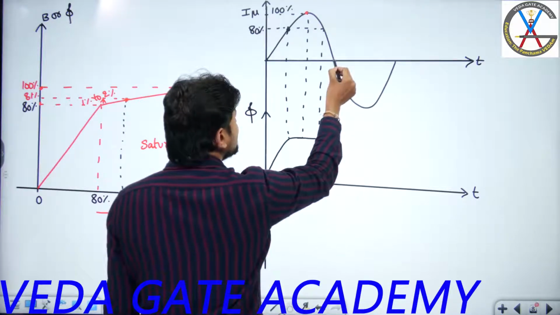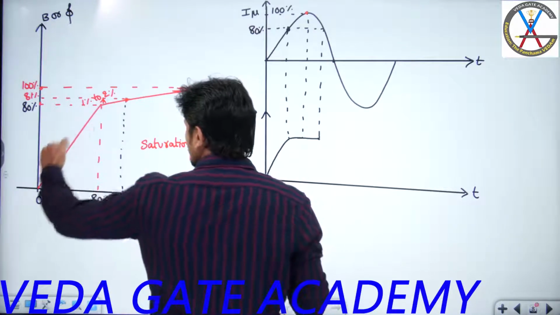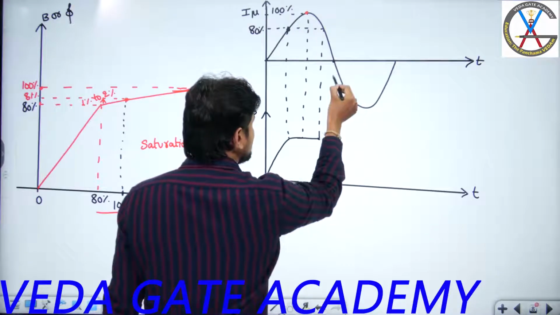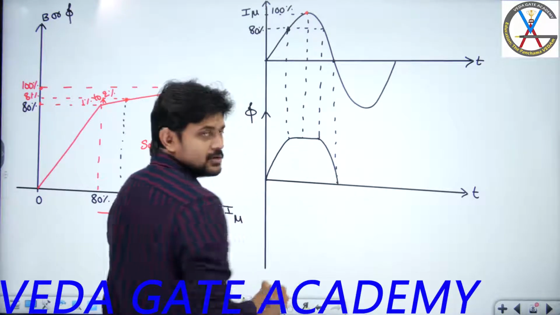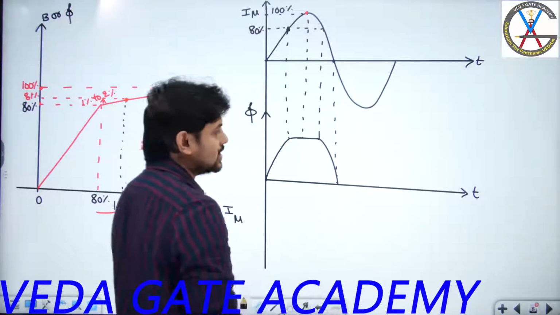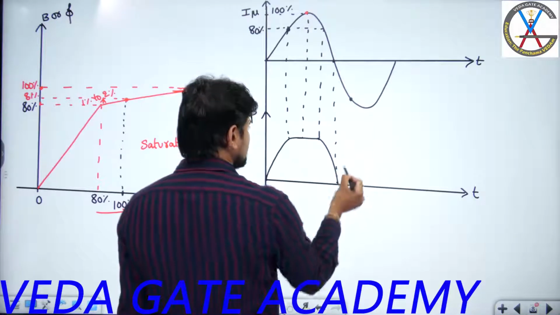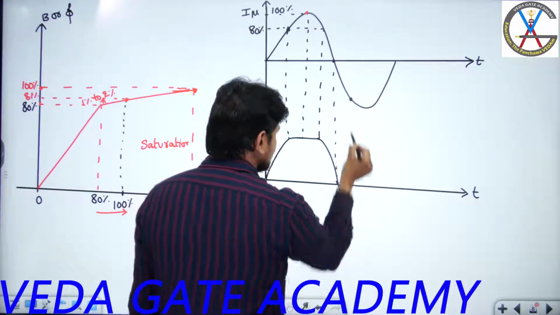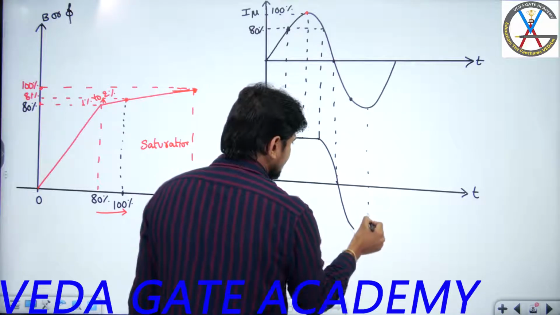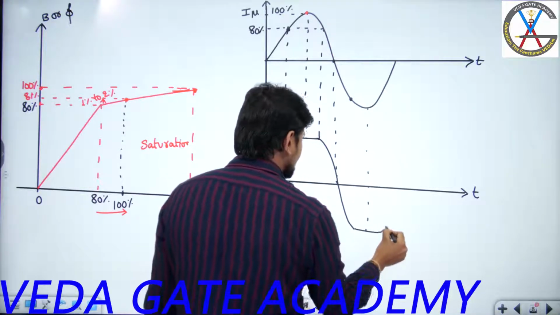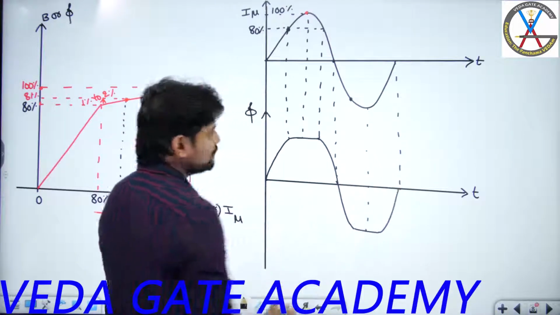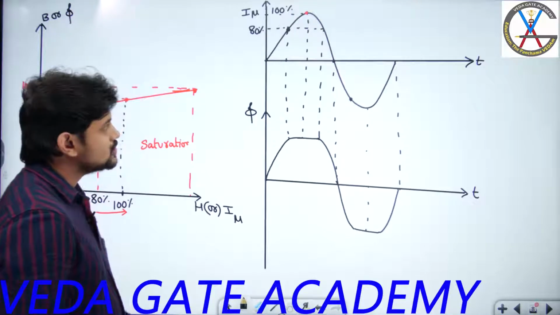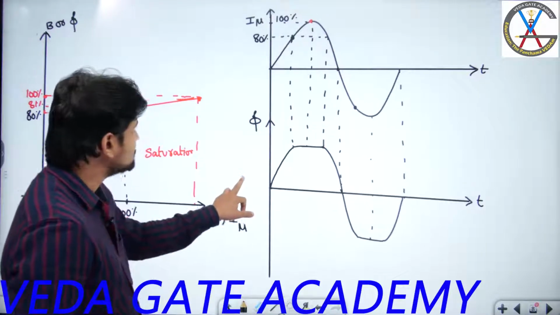Again from 80 to 0, it will be in the linear region, so the flux is also decreased from the same 80 to 0. The same shape will be coming in the bottom cycle also. So till this point, and after that you will get, let me extend this. Are you following? Right?